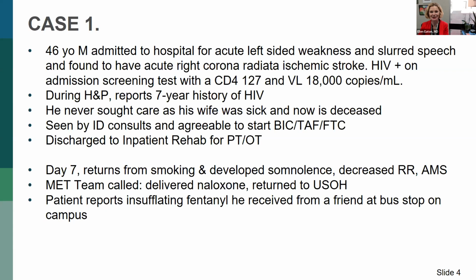He was seen by our team, and after counseling and discussion of the risks and benefits, he was agreeable to starting ART, and he was discharged to an inpatient rehab down the hall, another portion of our hospital, for physical therapy. On day 7 at his inpatient rehab, he returned from a smoking break, developed acute somnolence, had decreased respiratory rate, altered mental status. A MET team was called and they delivered naloxone due to pinpoint pupils and his altered mental status, and he returned pretty quickly to his usual state of health. When the addiction medicine team was consulted, he reported that he had insufflated fentanyl prior to the episode of overdose.